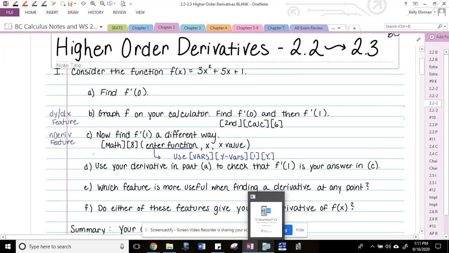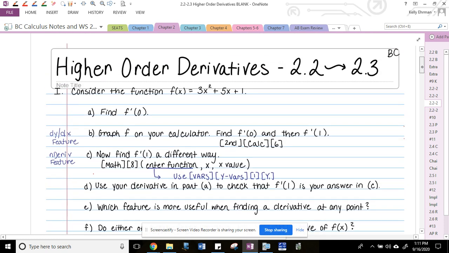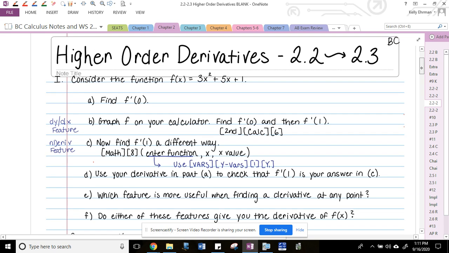So now we're going to talk about some higher order derivatives, still kind of using some of the concepts that we learned before, but also using our calculator a little bit. So consider this function, f of x. Find f prime of 0.